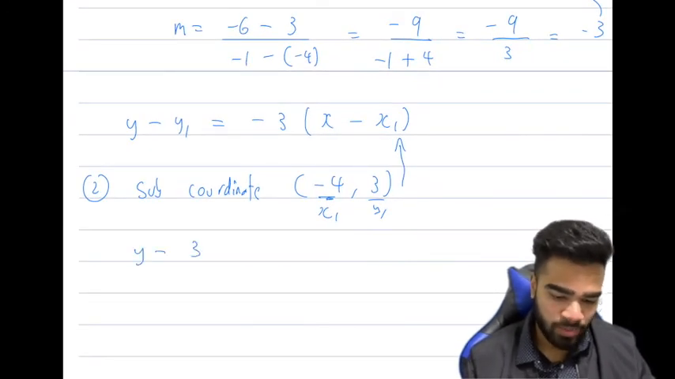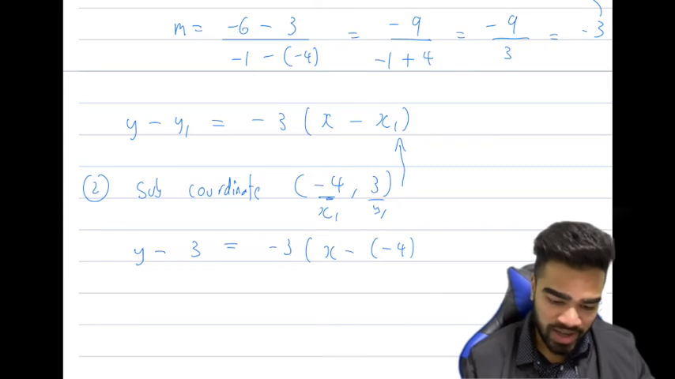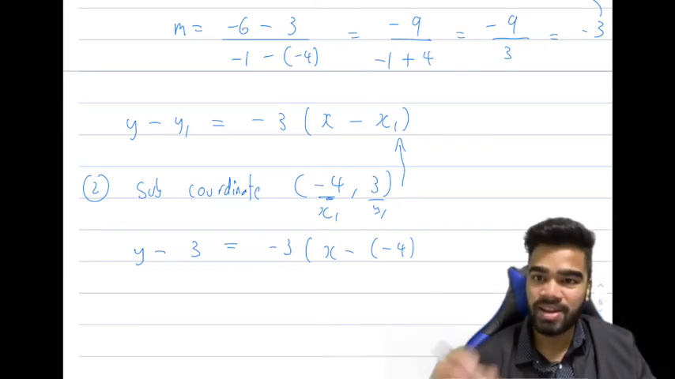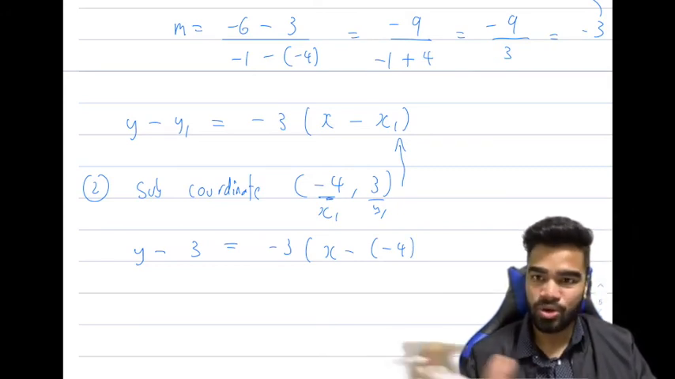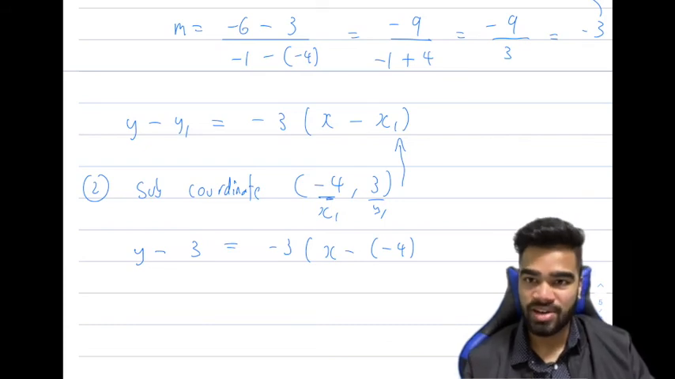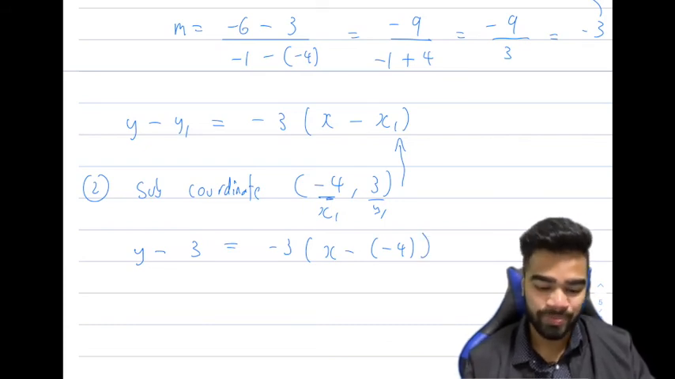Y minus y1 is 3. So y minus 3 is equal to negative 3. X minus x1 is negative 4. So make sure every time you sub in a negative number, guys, or anything with more than one term, you put brackets around it every time you're subbing in. It'll save you a lot of time and trouble.